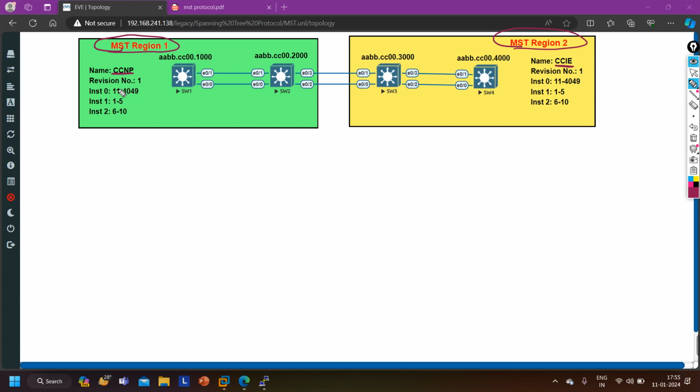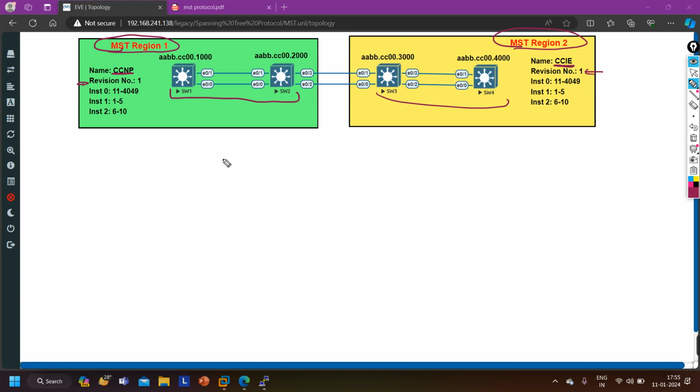So if any attribute does not match, is not the same, then the switches belong to a different domain, or you can say a different region, in MST. Because of this, on switch number 1 and switch number 2 we have a different name. Otherwise the rest of the information is the same, like revision number and mapped VLAN. Here in this domain also the revision number is 1, and the mapped VLANs are exactly the same in both domains, but one attribute is different, the name. So switch 1 and switch 2 belong to MST region 1, and switch 3 and switch 4 belong to MST region 2.